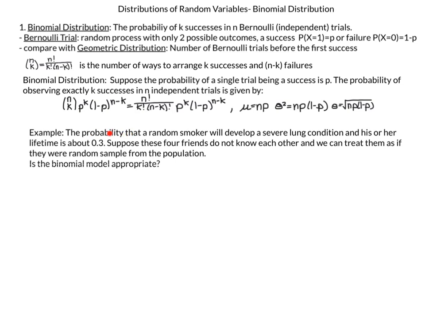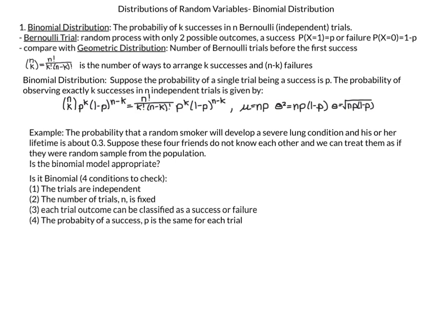And now, sort of following up on that question of random smoker, suppose these 4 friends do not know each other, and we can treat them as if they were a random sample from the population. Is the binomial model appropriate? Again, we can look at this. We are told that we can treat them as if they're randomly sampled from the population. So they're probably independent. The number of trials n is fixed because we're looking at 4 people.